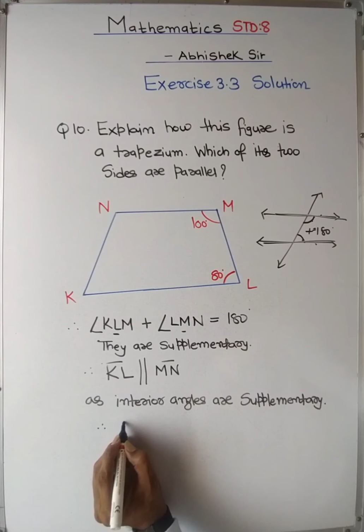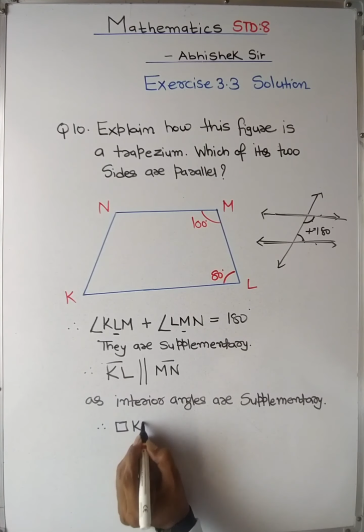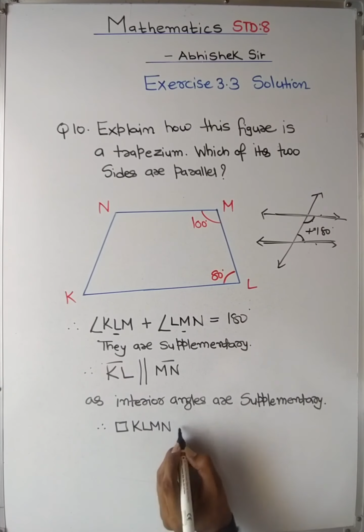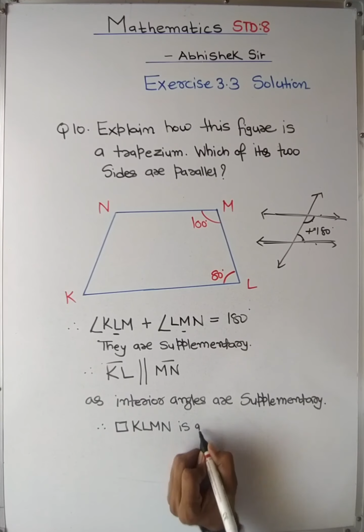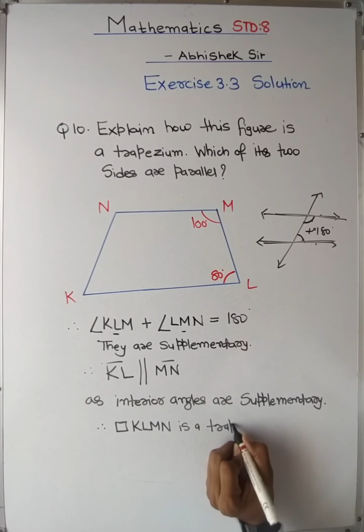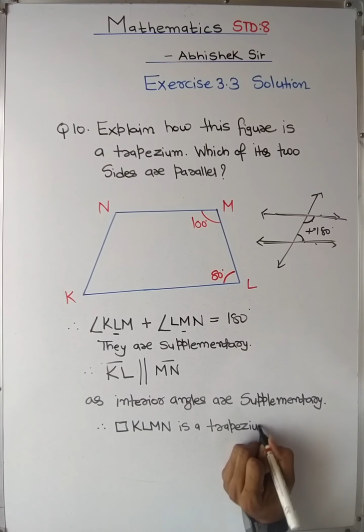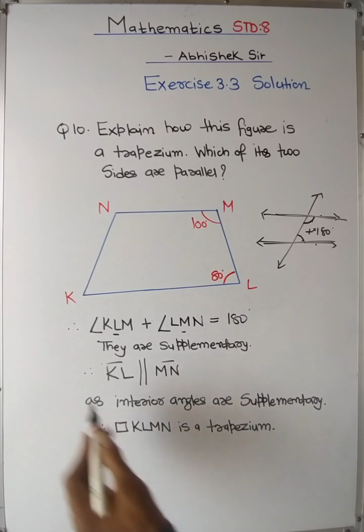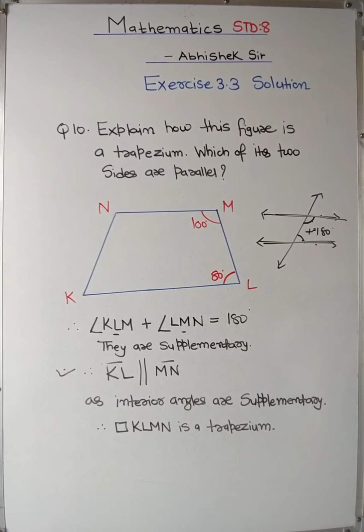Thus, figure KLMN is a trapezium, right? Why is it a trapezium? Because we have proved that one pair of opposite sides is parallel, thus it makes it a trapezium.